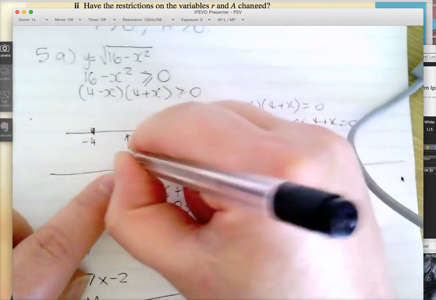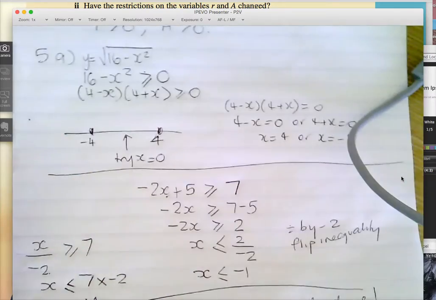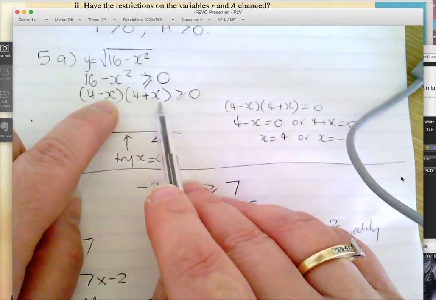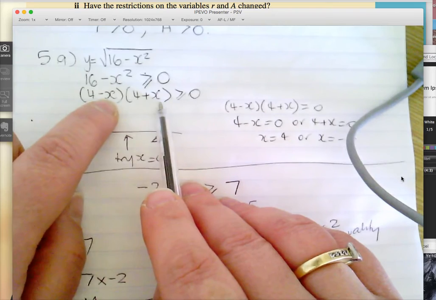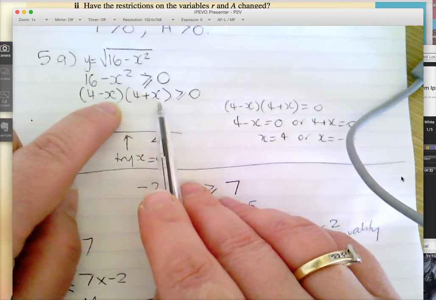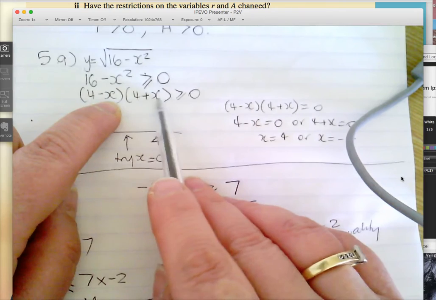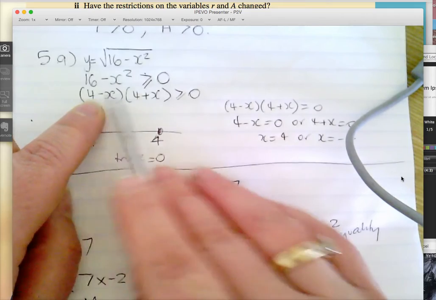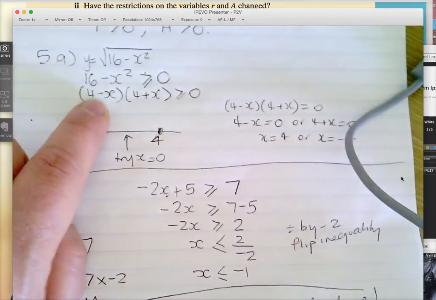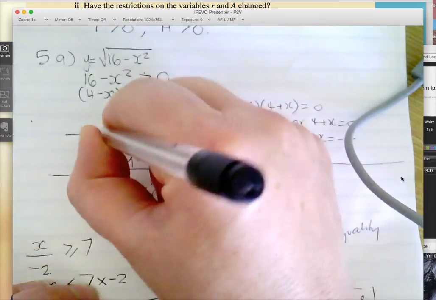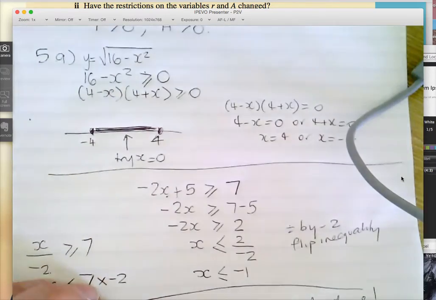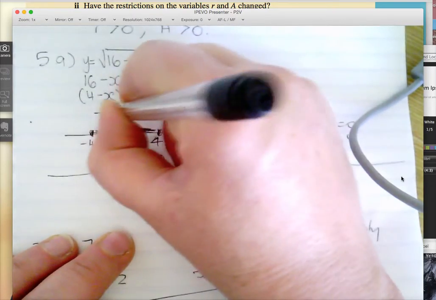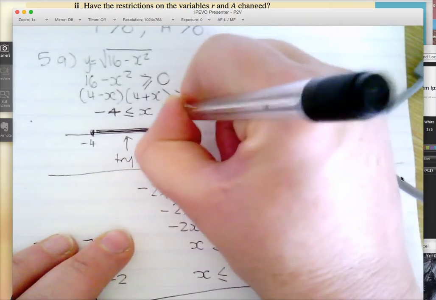So I'm going to try x equals 0 in here. If I try x equals 0, what do I get? 4 minus 0 is 4, and 4 plus 0 is 4. Is 4 times 4 greater than or equal to 0? Yes, 4 times 4 is 16, and that's greater than or equal to 0. So your solution lies between -4 and 4. Your answer is -4 is less than or equal to x, which is less than or equal to 4.